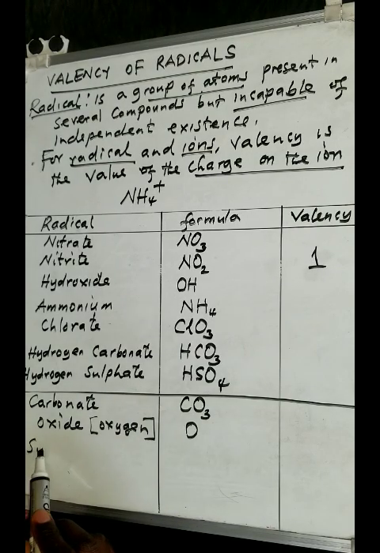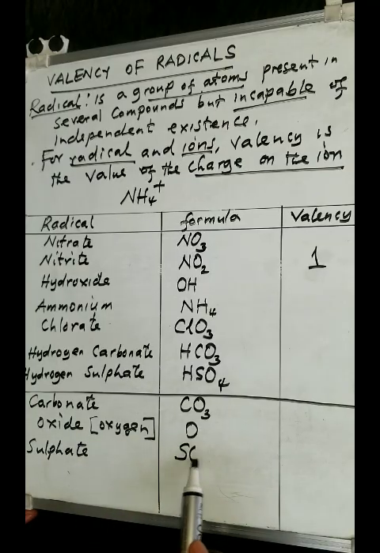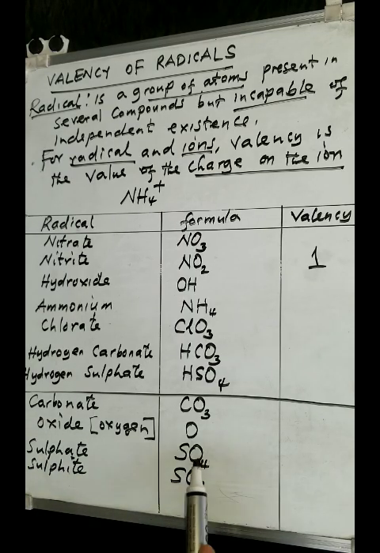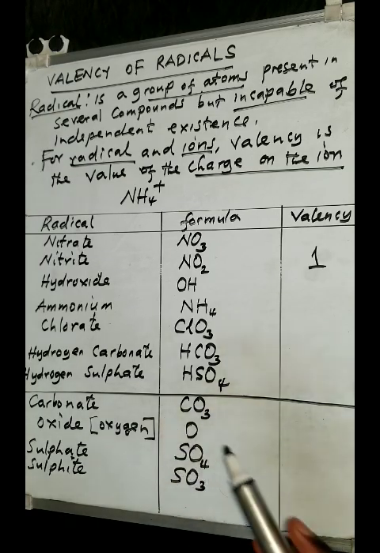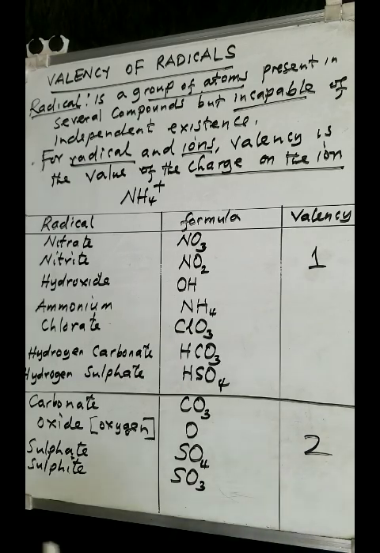But maybe the common one that I can talk about is sulfate. Sulfate, capital S, capital O, and a 4 at the bottom there. So this is what we call sulfate. You can also have what we call sulfite, in this case SO3. It has one less oxygen. All these actually have a valency of 2.